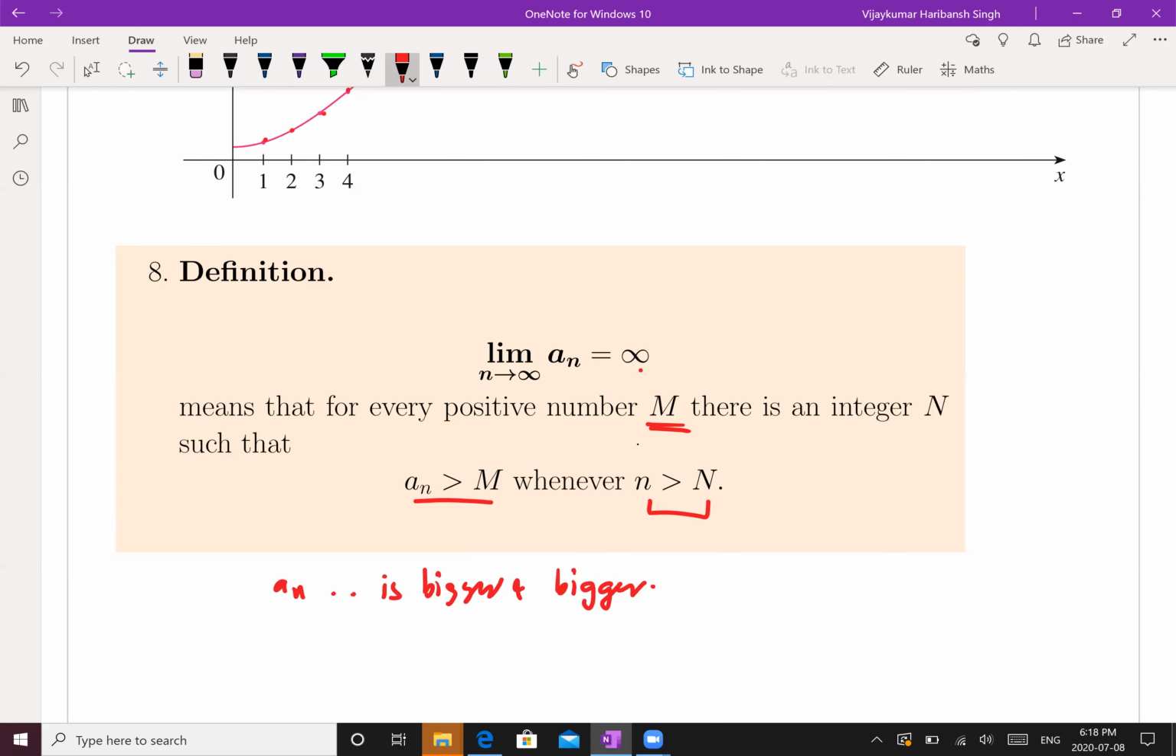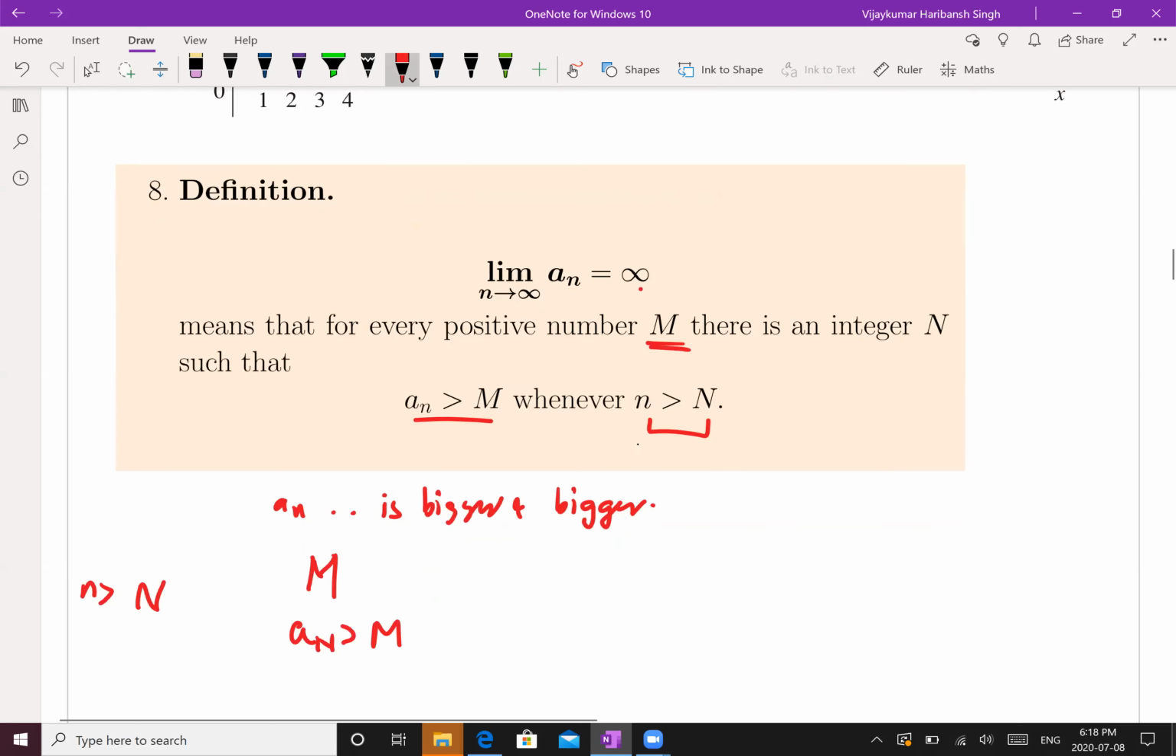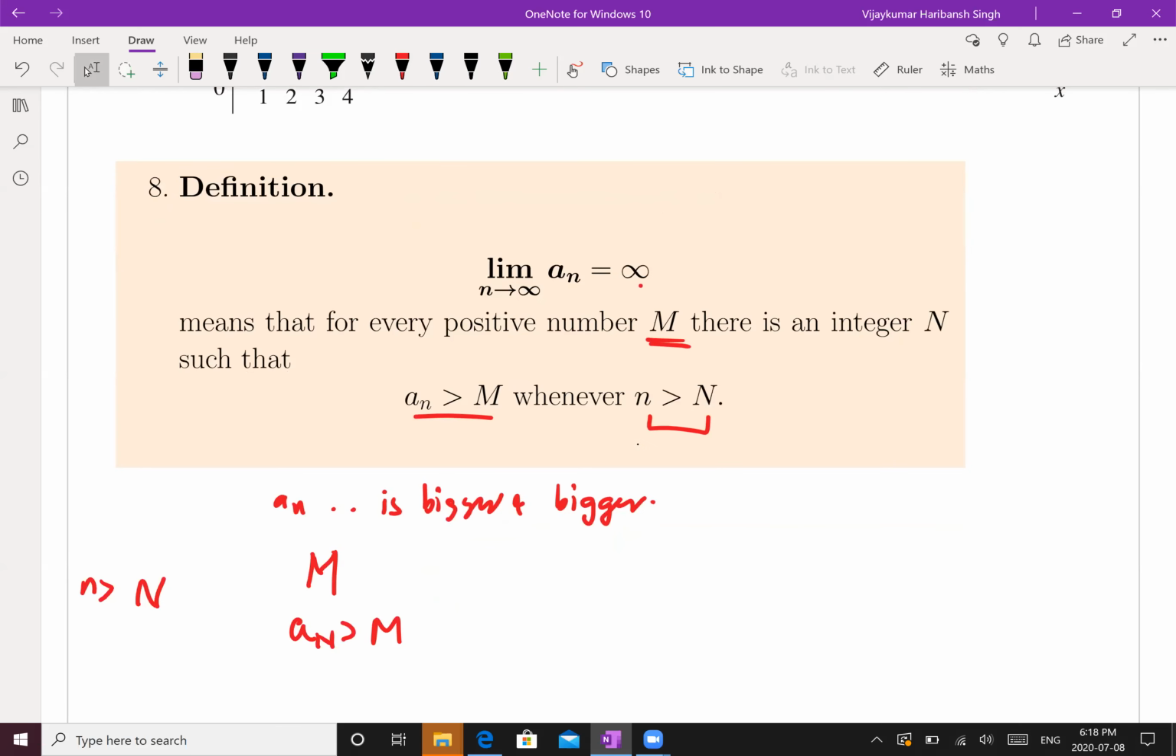What does it mean? It means that if you say any m, then after a certain n, an will be all bigger than m. So you can't really set a bound on m. It will keep on increasing forever. This is what we mean by limit as n goes to infinity of an is equal to infinity.